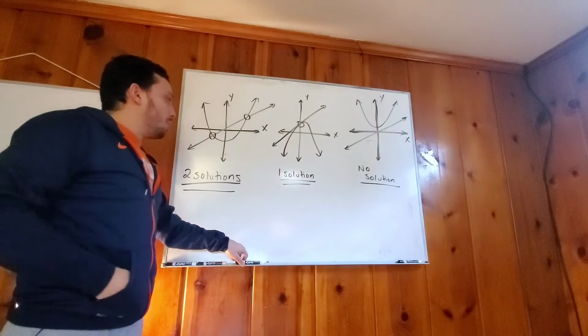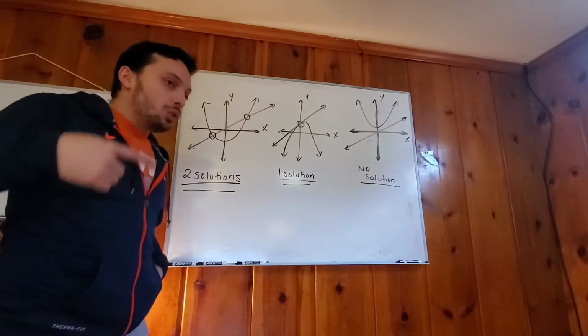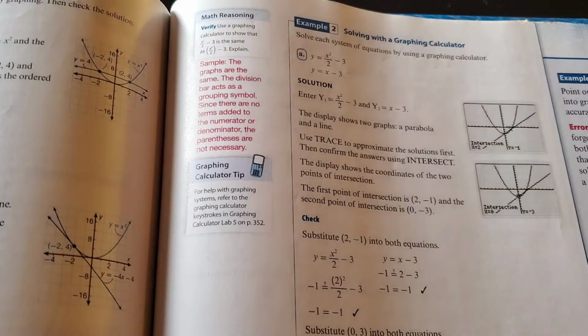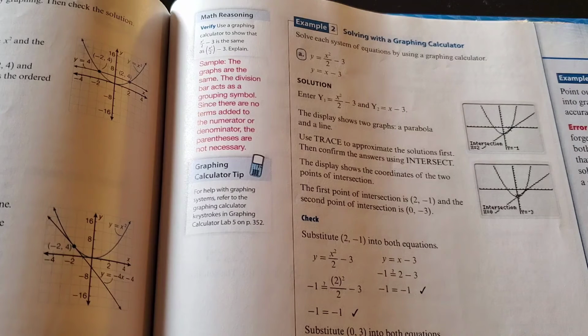So that's what we're talking about. Now let's actually get into the lesson, into what we're going to be doing. As I said, we're going to start with example number 2, which has y equals x squared over 2 minus 3. That's obviously the quadratic function.